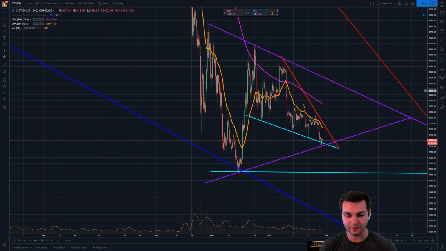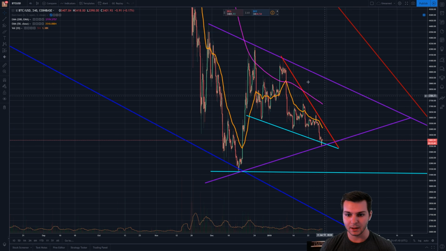Now, we've talked about that theory in a previous video, but something that I haven't mentioned is the potential that this could be a pennant. So after our recent price drop, if we combined our supports with our resistances, they lead us to solving a pennant, because we have 1, 2, 3 touches on resistance, and we have now 1, 2 touches on support.